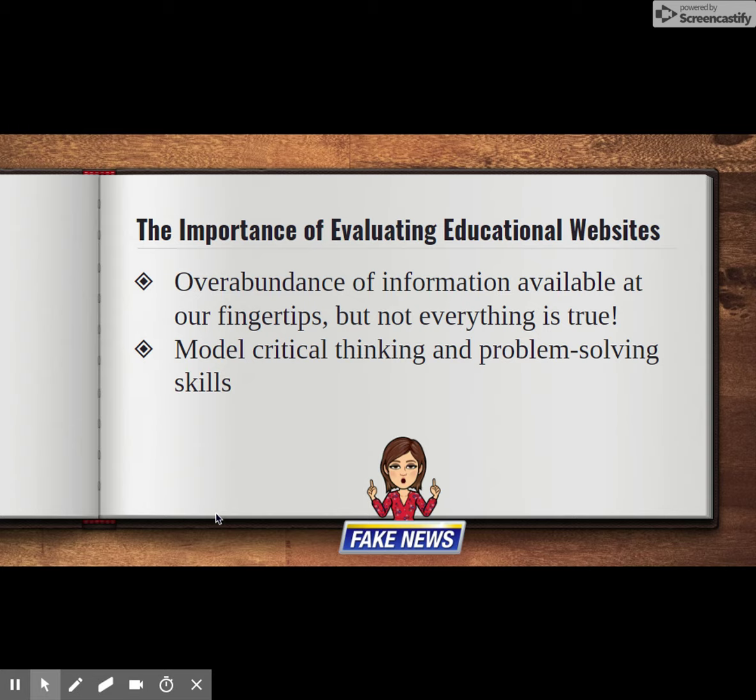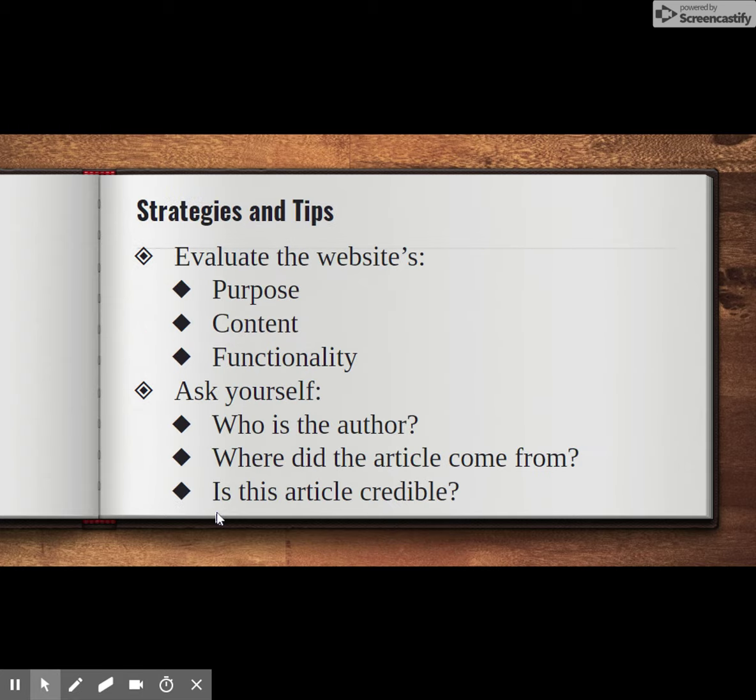As adults, we need to learn how to critically evaluate educational websites so we can then model the process to our students. As Dr. Green states, teaching your students how to critically analyze the information that they find on the web is an important part of teaching them to be responsible users of the internet.